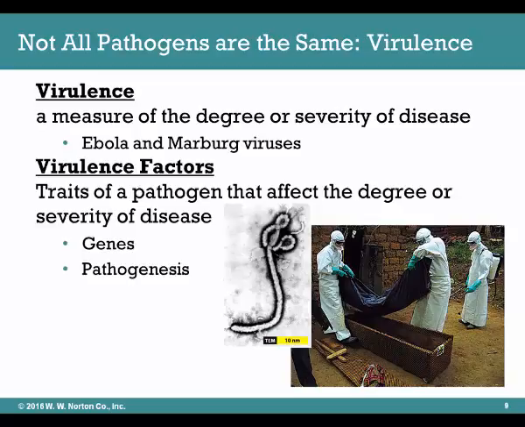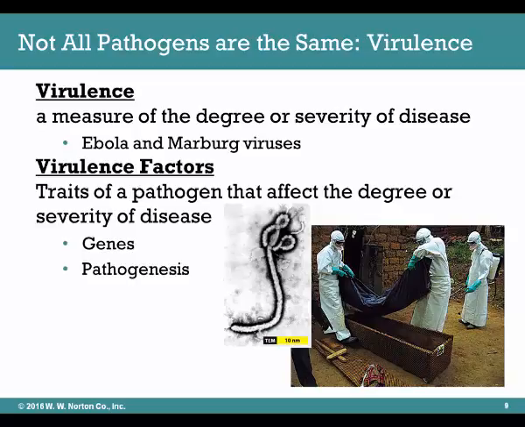I mentioned already that pathogens differ from non-pathogenic microorganisms in that they have certain factors that enable them to cause disease. And so we can actually measure the degree or the severity of the disease, and that's what we call virulence. So more highly virulent microorganisms, things like Ebola or Marburg viruses, have a very high death rate or mortality rate. They make us very sick, and a lot of people die from that infection.